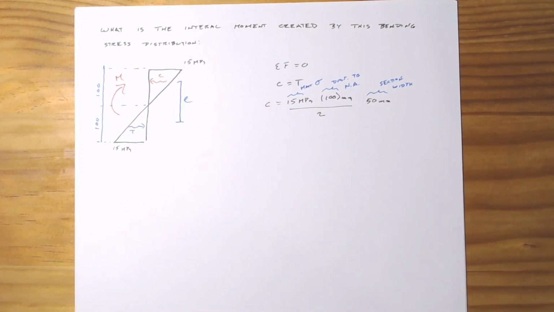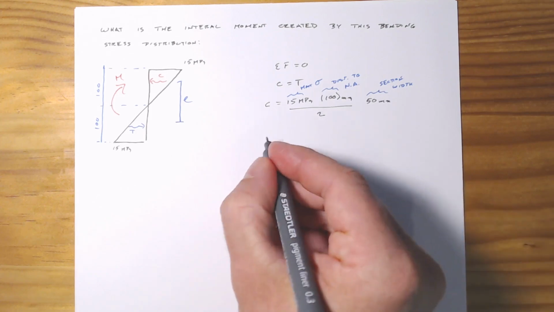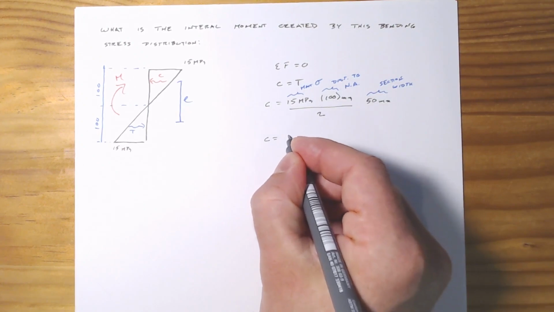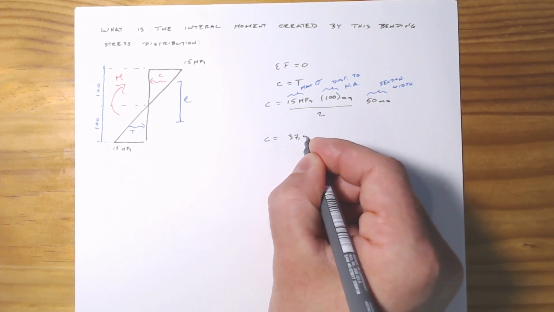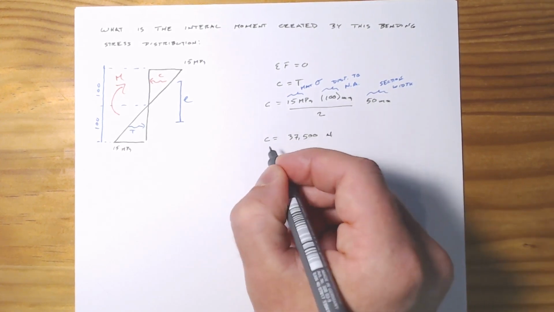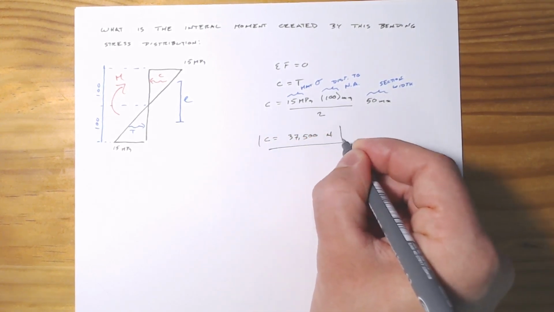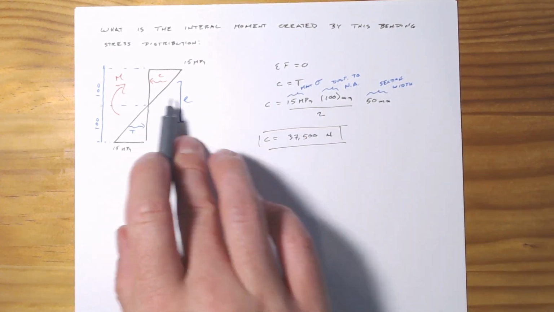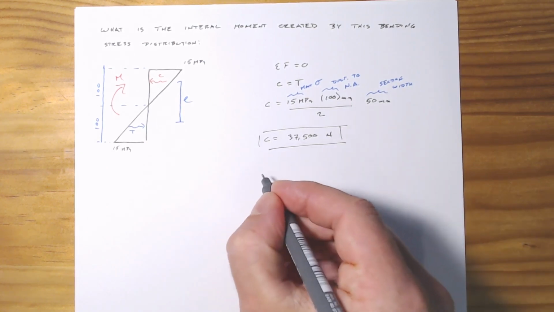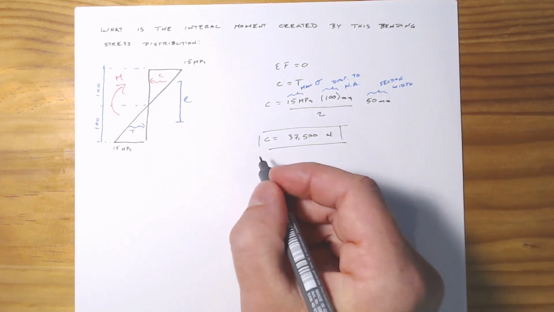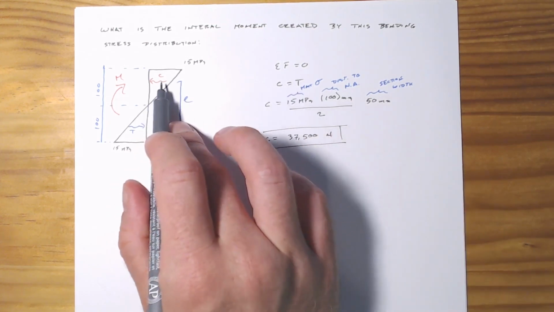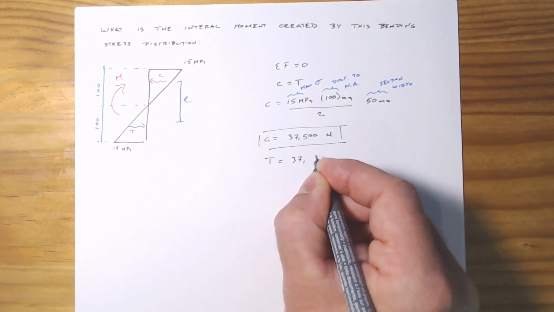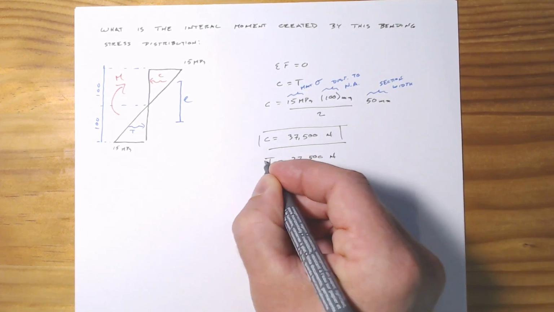We can do some arithmetic here. If we multiply all of this out, we get that the resultant compression force, C, is going to equal 37,500 newtons of force. And because the sum of the forces has to equal 0, compression and tension have to be the same. We've got no net axial force applied, so there's no external axial load adding on. The only two forces are this resulting compression and tension force. So T is also going to equal 37,500 newtons.